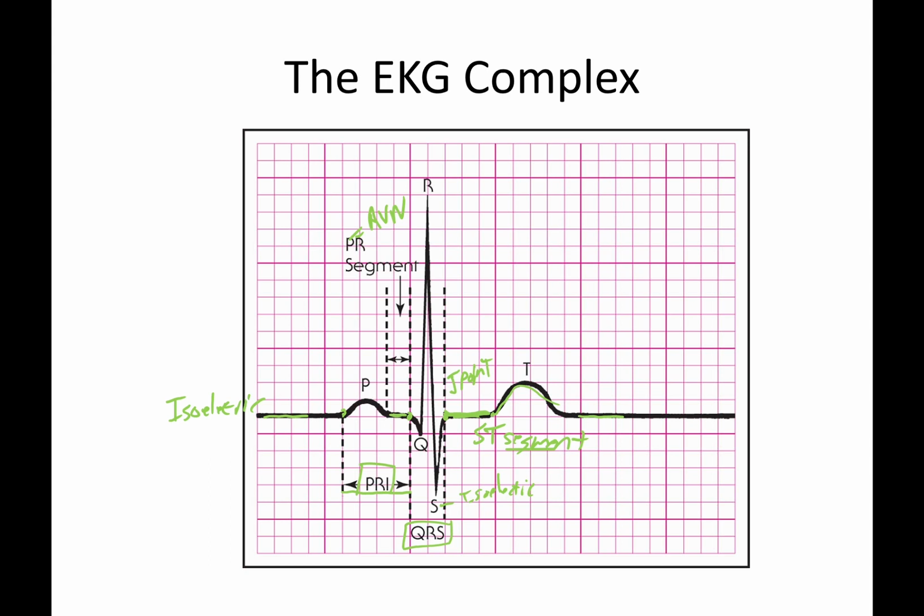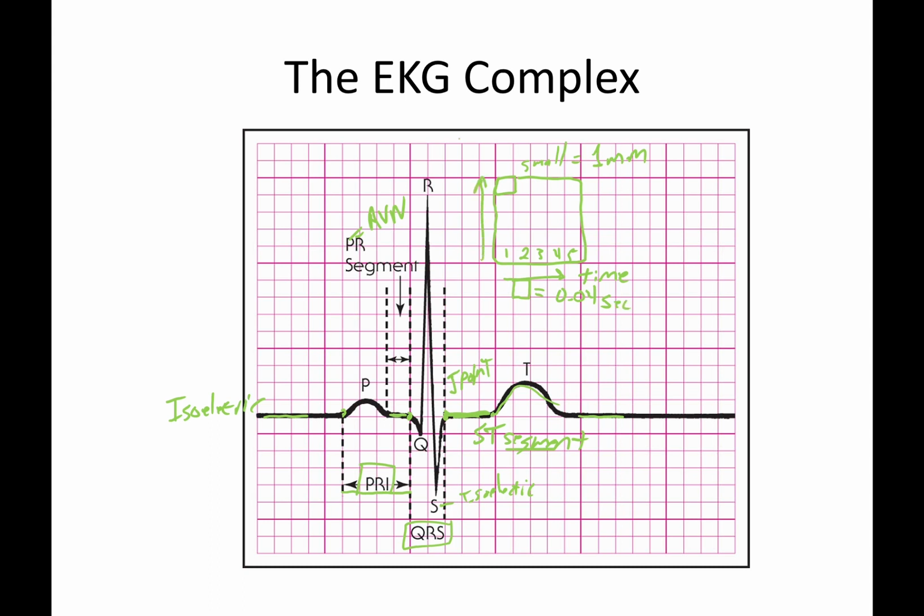Basic EKG paper is going to be as follows. You've got one small box, and that is 1 millimeter on each side. And then you have these larger grids that are a collection of 1, 2, 3, 4, 5 small boxes. Measuring this direction is time, and so each small box represents 0.04 seconds.